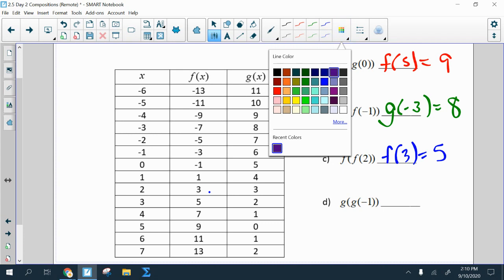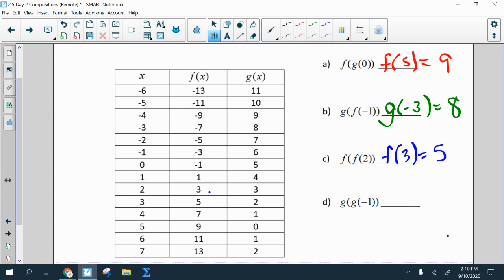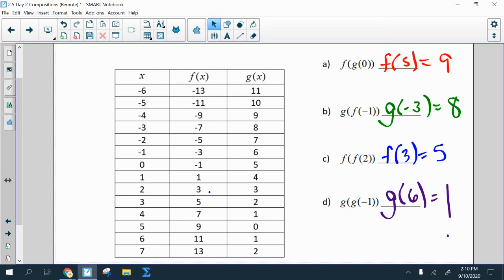And finally, g of -1 is equal to 6. So now I want g of 6, which happens to equal 1. Okay, so that is a review of the numerical approach, which could also be considered the tabular approach.